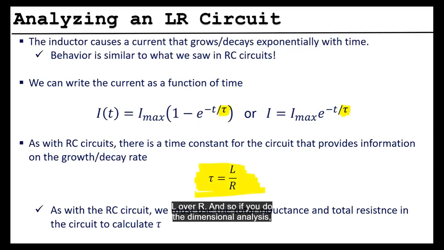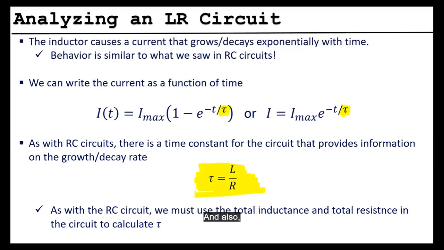And so if you do the dimensional analysis, you'll see that if I take a Henry and divide it by an ohm, everything will cancel out and I end up with seconds, so it is a time. And just like with the RC circuit, this time constant is the thing that is going to tell us what the rate of growth and the rate of decay are.